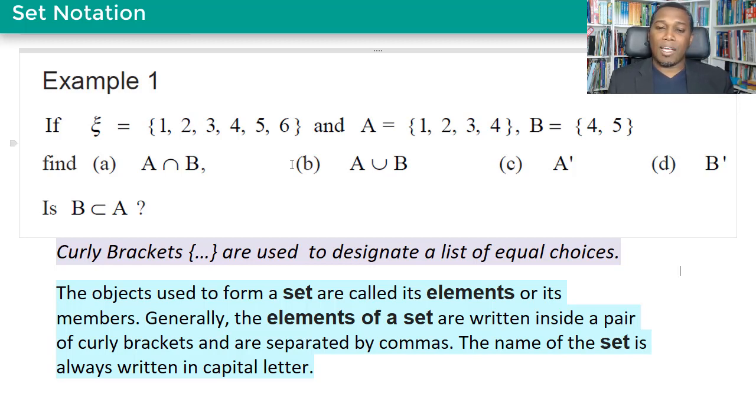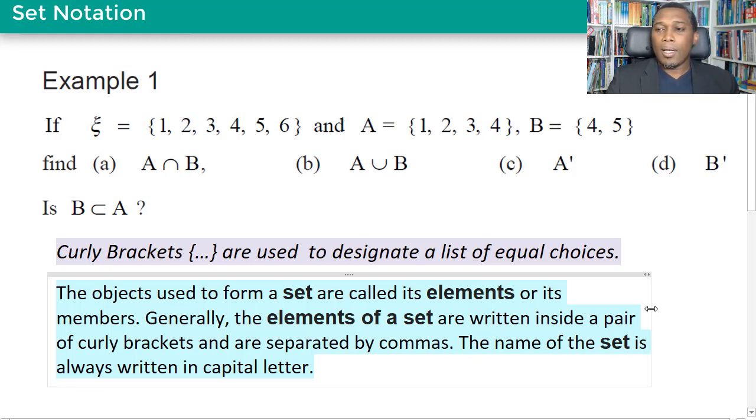And you've been hearing me using this language about elements. Another word for element is a member. The objects or the numbers that form the set are called the elements or the members. And the elements are written inside a pair of curly brackets, as we've seen here. The set is always named with a capital letter. So we want to stick with that.